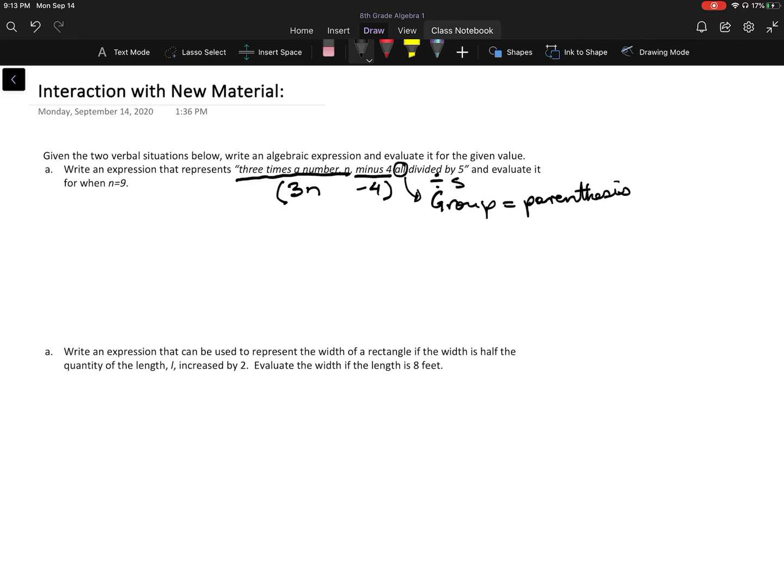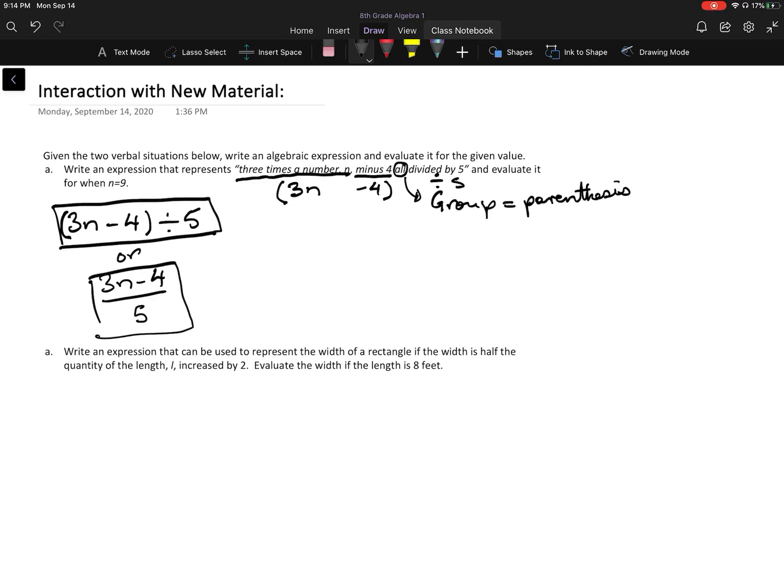And then we're going to evaluate it when n is equal to 9. So let's write what that looks like. So 3n minus 4 in parentheses divided by 5. Or we can say 3n minus 4 over 5. Okay? Any one of these will be correct. Okay? Let's use this bottom one to evaluate if n is equal to 9.